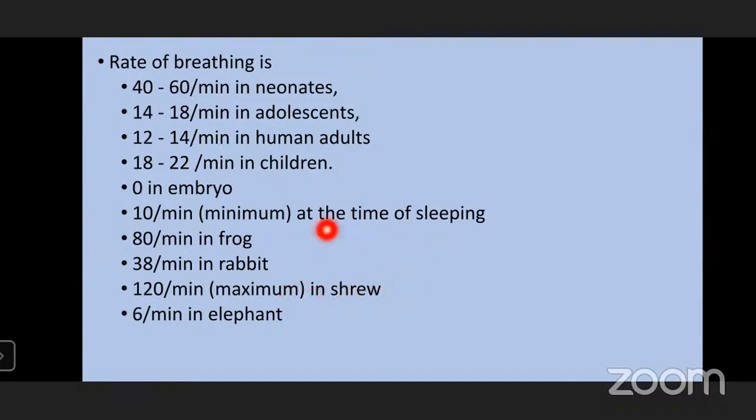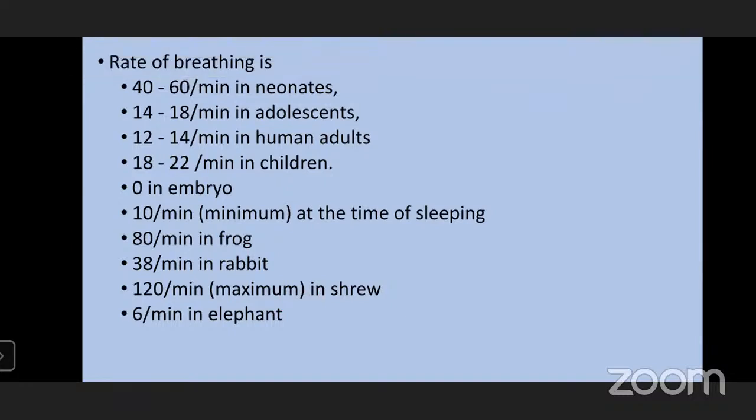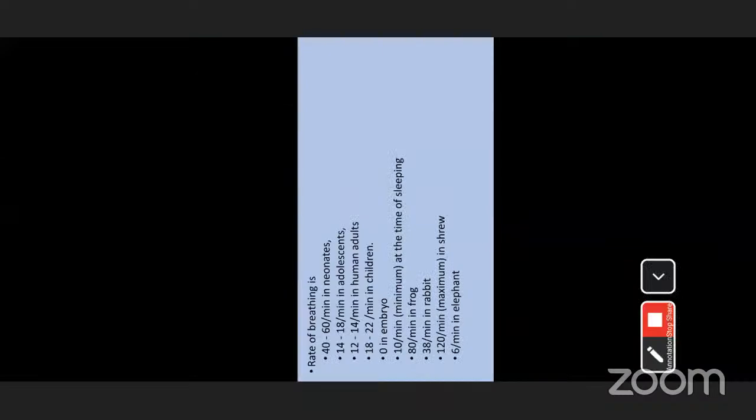So you can see the smaller animals are having more breathing rate when compared to the larger animals. They are having less number of breathing rates per minute. So this is the breathing rate in different organisms and at different stages in the humans. Okay.